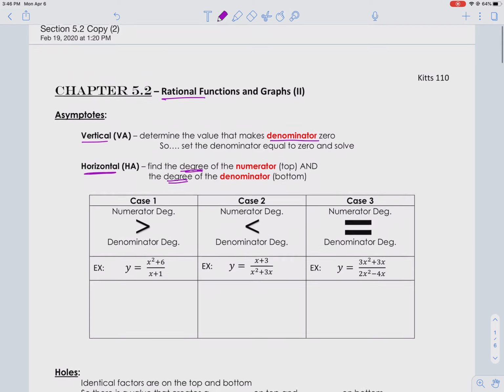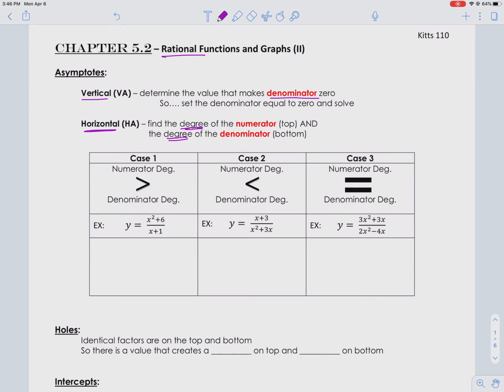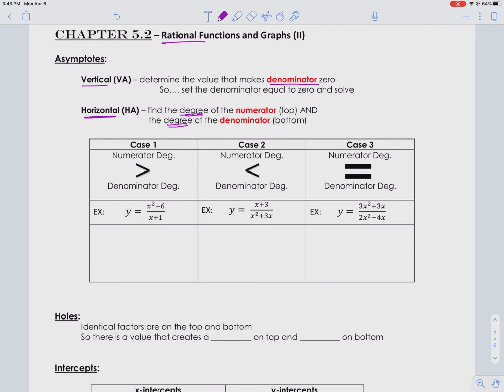So let's look at the three different cases for a horizontal asymptote. In example number 1, case number 1, if you notice, the numerator has a degree of 2, the denominator has a degree of 1. So the top degree is bigger than the bottom degree. Anytime the top is bigger than the bottom, you're not going to have a horizontal asymptote.